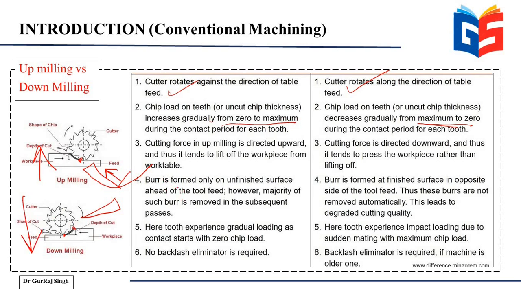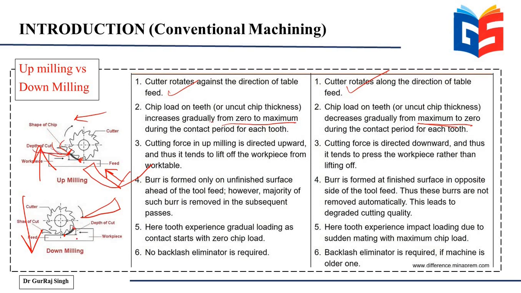The burr is formed only on the unfinished surface ahead of the tool feed. However, the majority of such burr is removed in the subsequent passes. So the burr formation takes place here, but as the tool moves ahead, it is going to be cut. So it is removed easily.